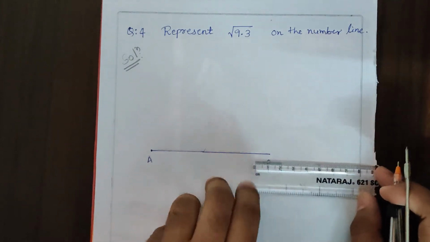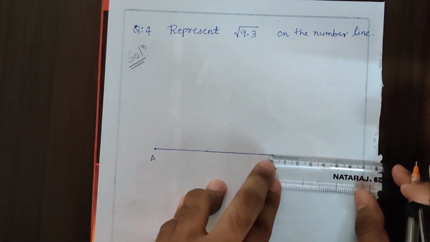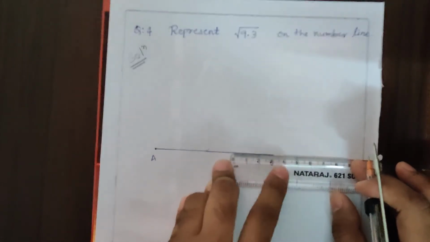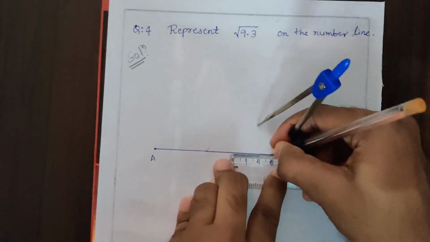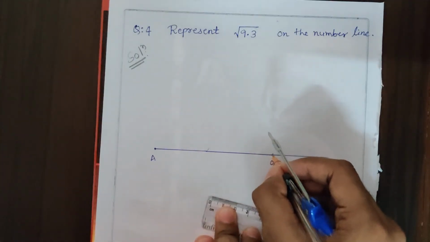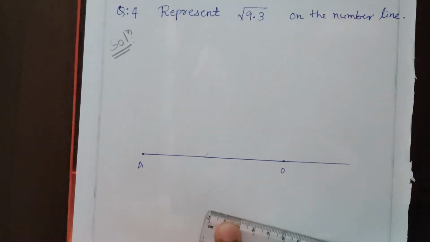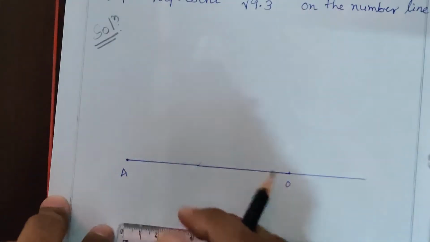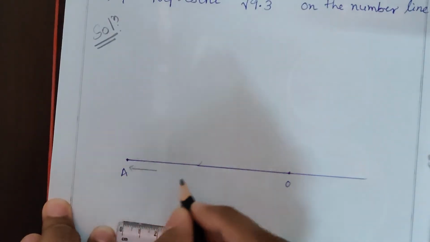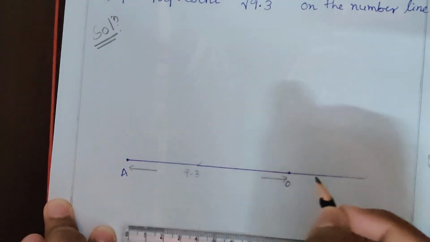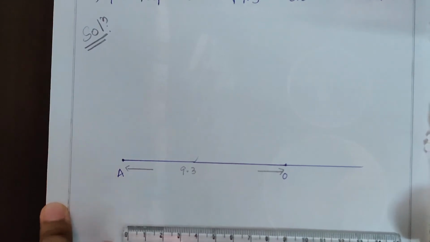Now what we need to do is, we will extend this line segment. Okay, so this is our point O. Now next step, this is measurement 9.3. From here, AO is 9.3.